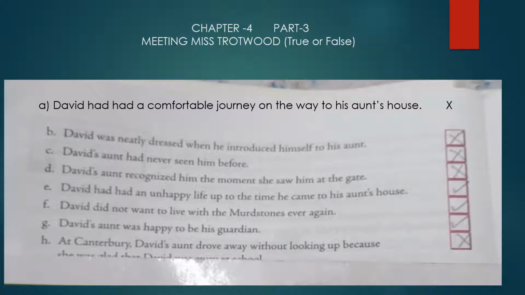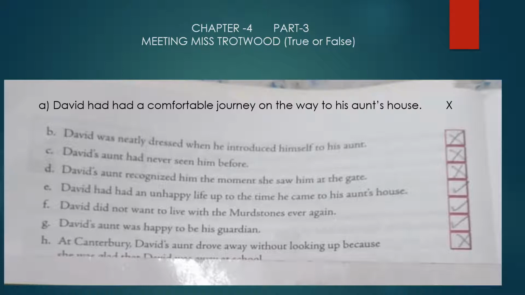Can you tell me, children, is this sentence true or false? Well, this is false. Why false? Because David had faced so many problems on the way to his aunt's house. So that's why this statement is wrong.